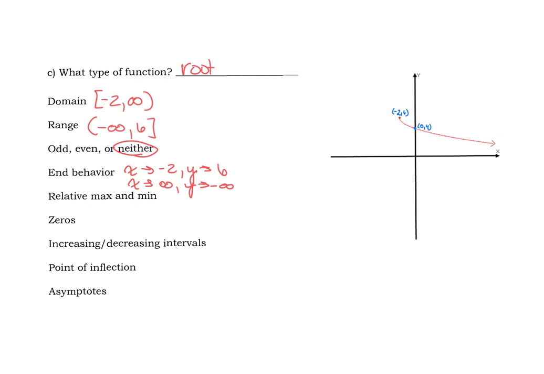There is no relative max or min. There is a zero, but not shown on the graph. And we don't have the equation. The entire thing is decreasing. So it is decreasing from negative 2 to infinity. There is no point of inflection. There's no asymptote.